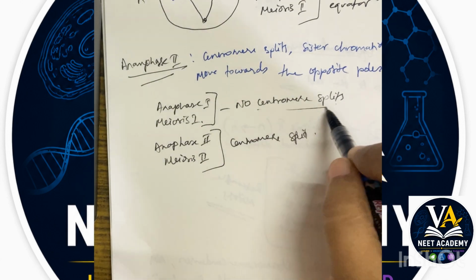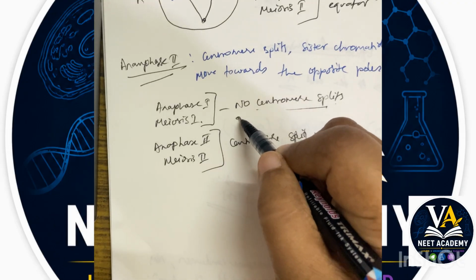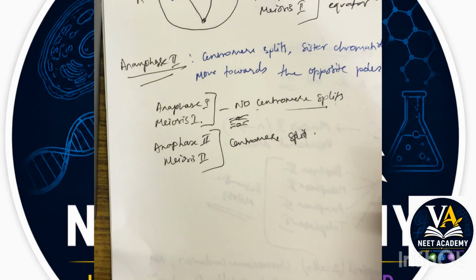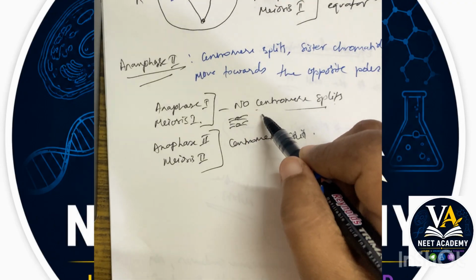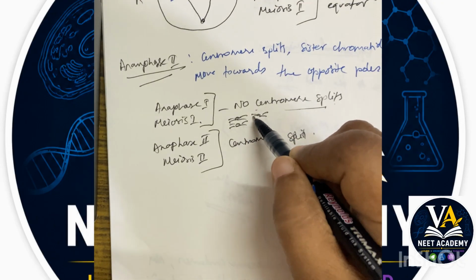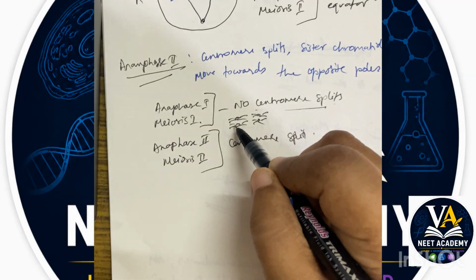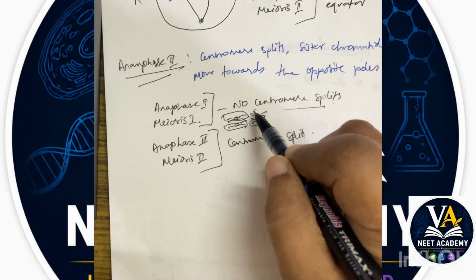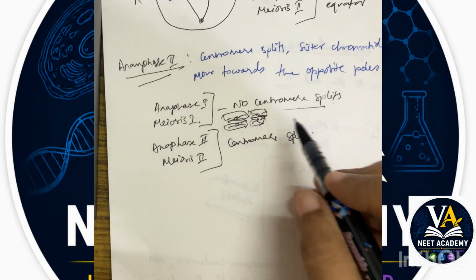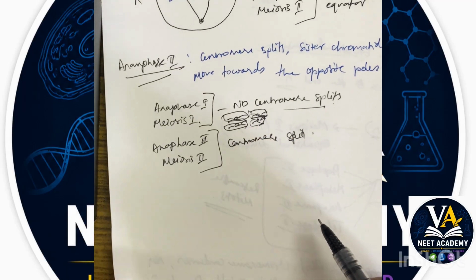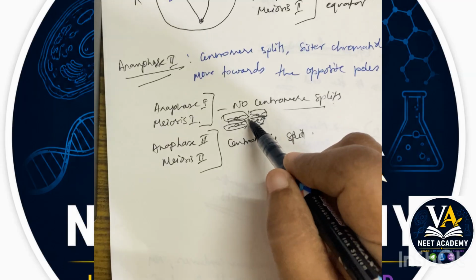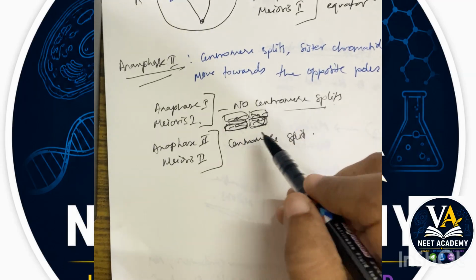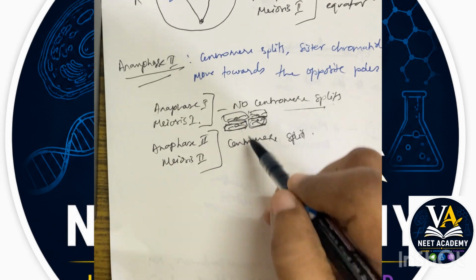There is no centromere splitting. So homologous chromosomes, which were present like this, one from the father and one from the mother, were separated. Individual chromosomes were separated. Students, please zoom in when I'm drawing such a small structure and see what I'm trying to say. Here you can see the individual chromosomes getting separated.